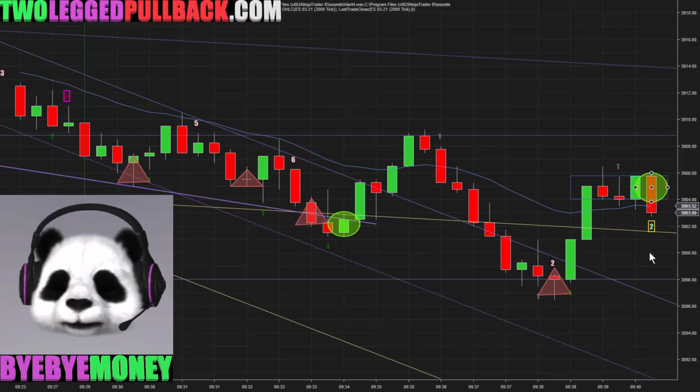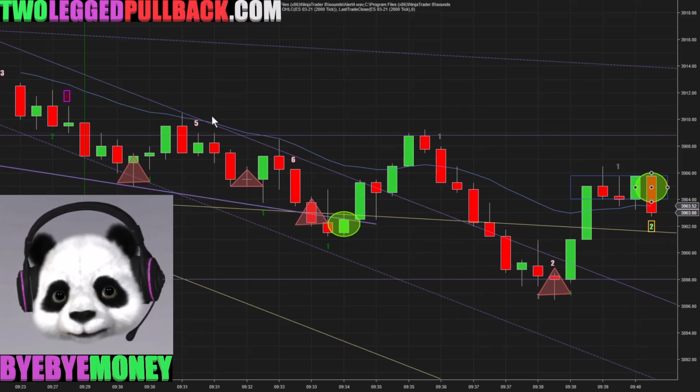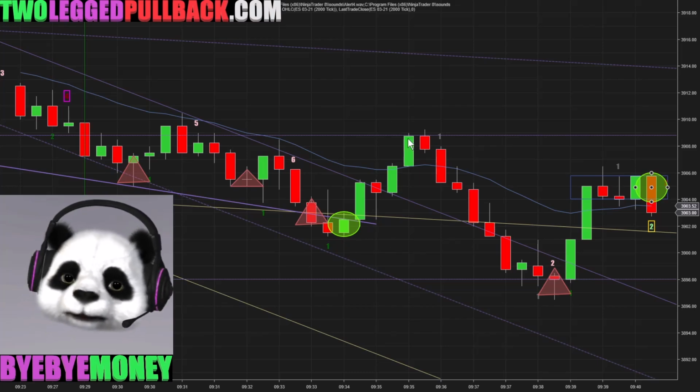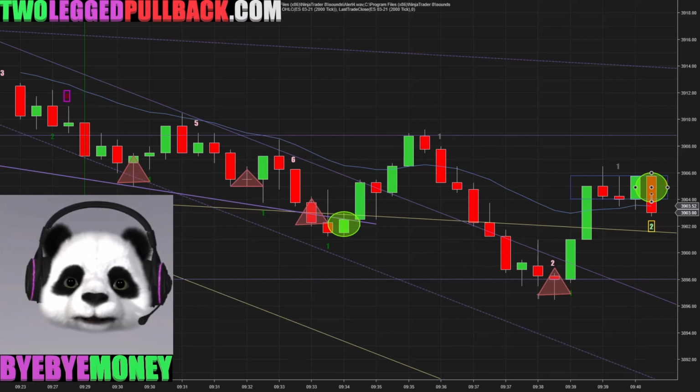How would I manage this trade? I see that we're in a strong downtrend. I do see that we broke out and made a two-legged pullback, reversed. I'm still thinking we're trying to hit this target here, but let's just say we went short here.